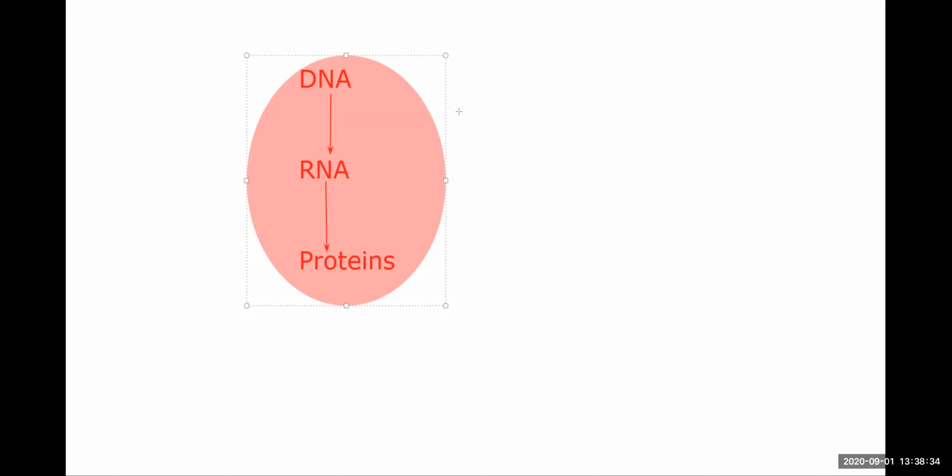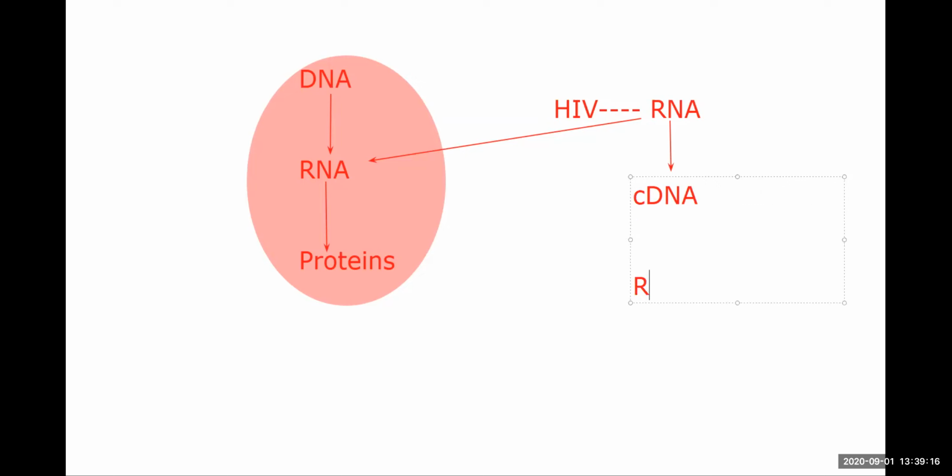One of the most well-known exceptions is HIV, which has its genome as RNA. So HIV doesn't follow the conventional rule. The conventional rule is from DNA to RNA to protein, but in HIV, it is from RNA to DNA. This DNA which comes from RNA is called complementary DNA, cDNA. This cDNA would again give rise to RNA by transcription, and RNA would serve as a template for the synthesis of proteins.